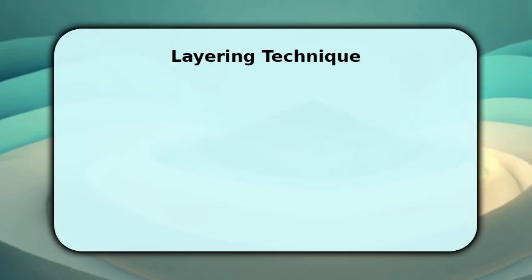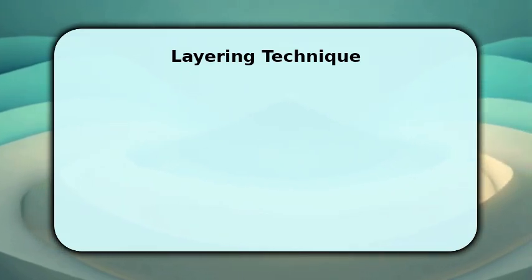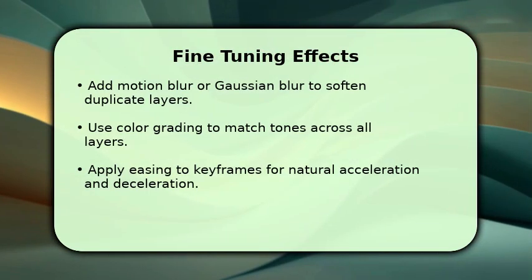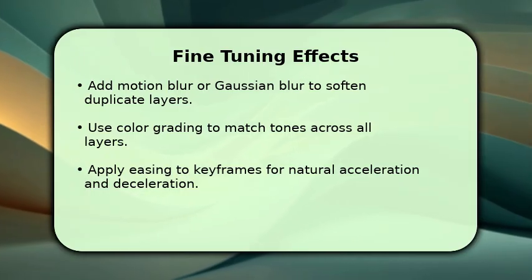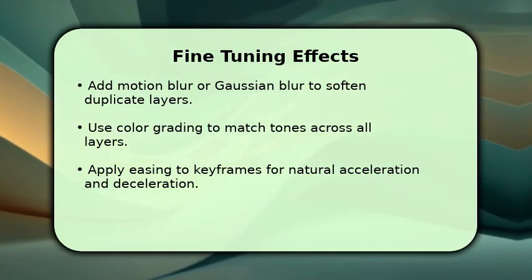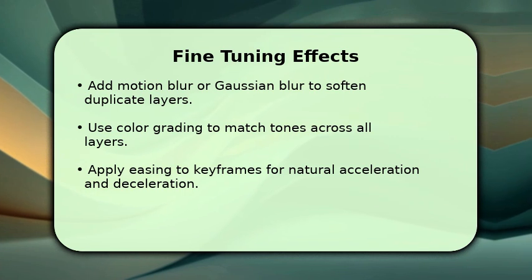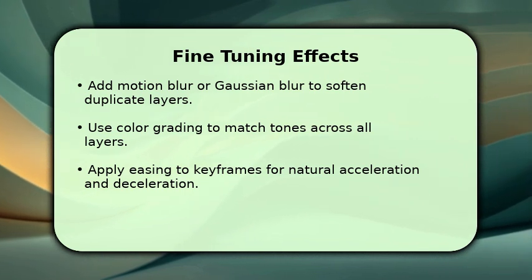Fine-tune each layer until the composite feels cinematic and not overcrowded. Apply subtle motion blur or Gaussian blur to duplicates to avoid harsh outlines. Match color and exposure between layers using Capcut's color grading tools so ghosts blend seamlessly.